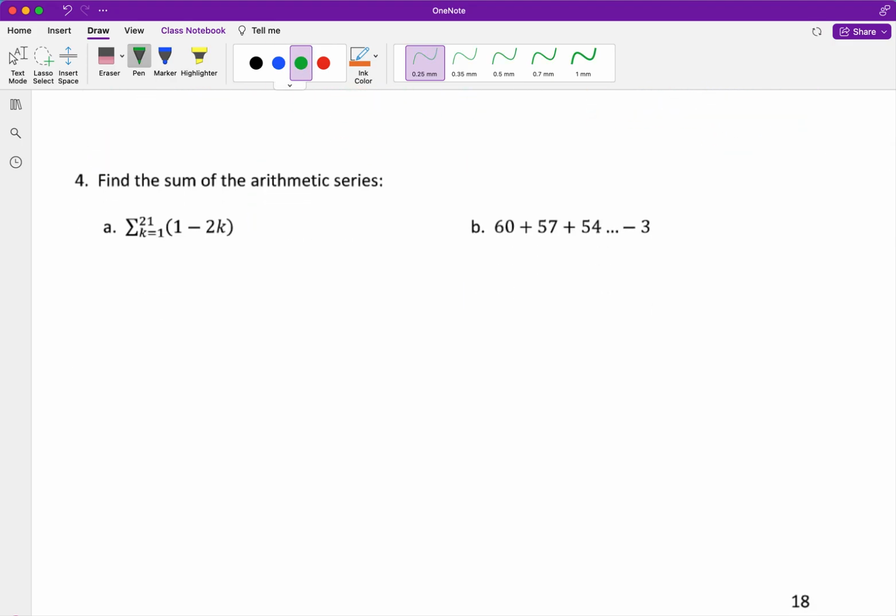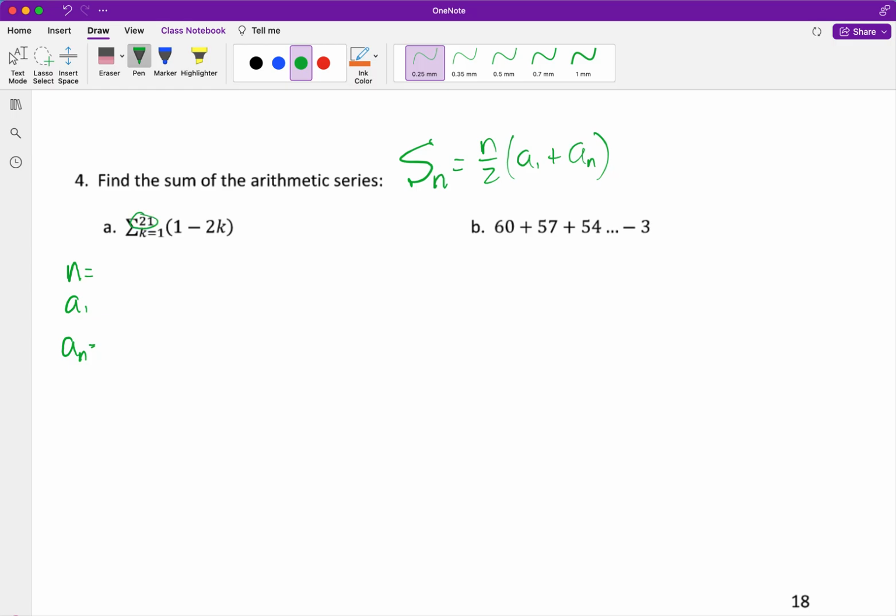Alrighty, find the sum. So we need to remember the sum formula. For an arithmetic series, so an arithmetic sum, it's always n divided by 2 times the first term plus whatever the last term is. All right? So for this one, we need to know what n is, we need to know what a1 is, and we need to know what an is.